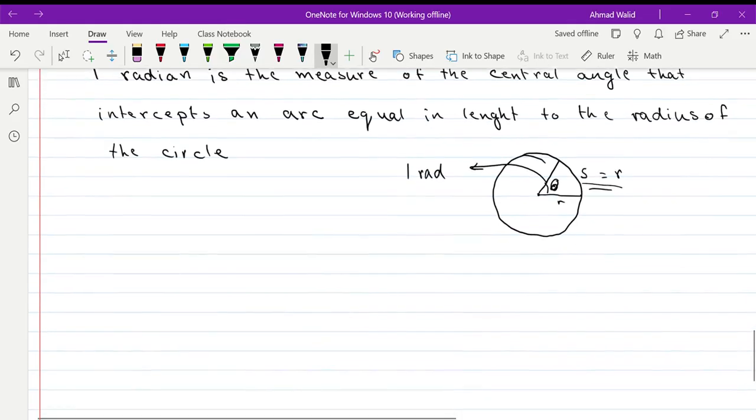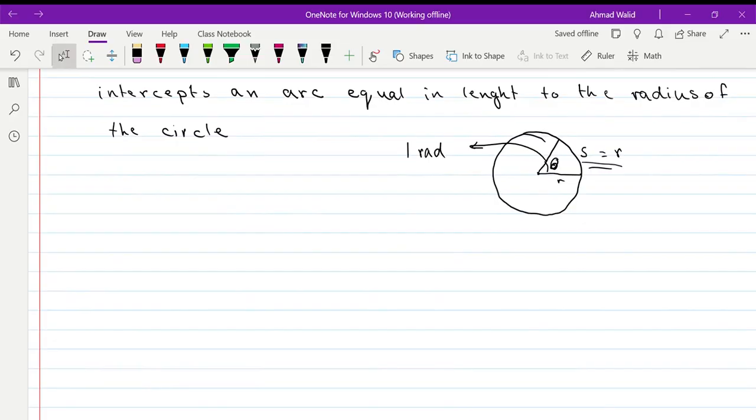Correct? You may think if I draw a bigger circle, maybe the measure of the radian is changing. No. As long as your S is equal to R, it doesn't matter what the radius of the circle is. If it's 4 centimeter or 4 meter, you will end up with the same answer. And we call it 1 radian. Correct?